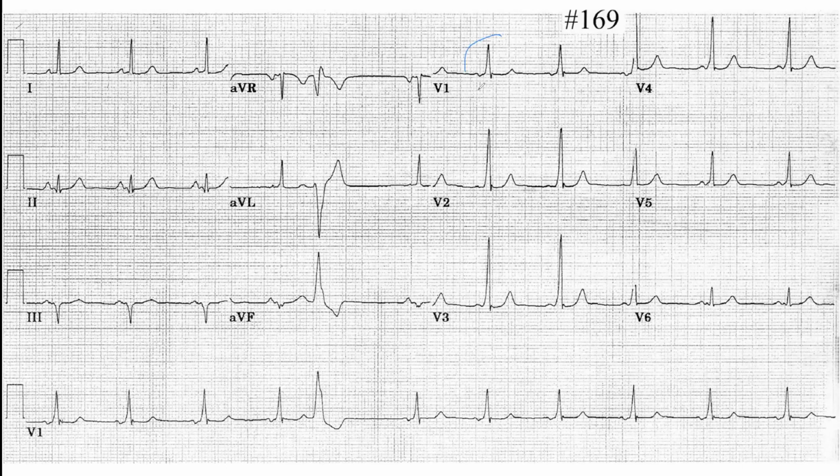Here you can see that in V1 it's positive. So that's type A, because the bundle of Kent is located on the left side. Please, don't forget about the theory. In V1 we see positivity, which indicates the bundle is on the left side and everything is coming toward the right side. If you have a negative deflection in V1, that's a type B. Those are the two different types.